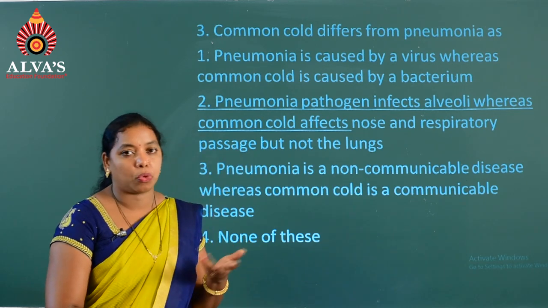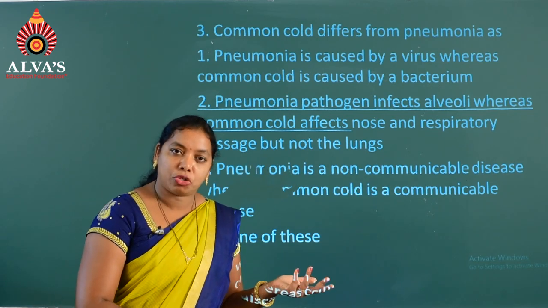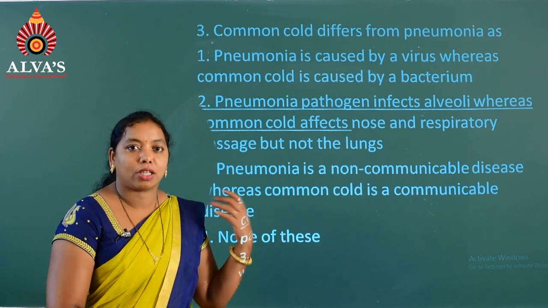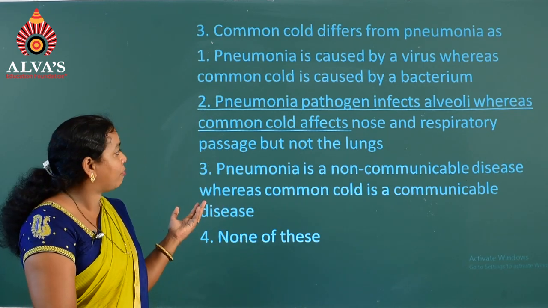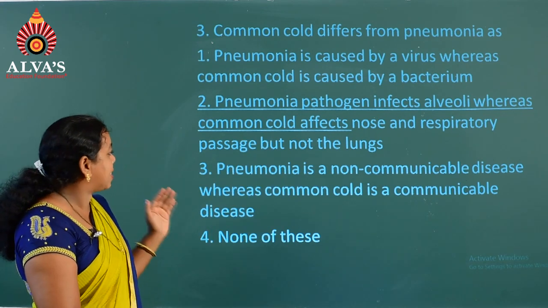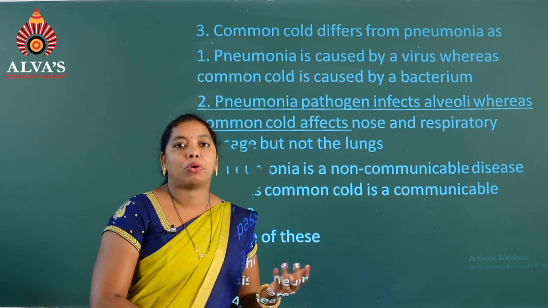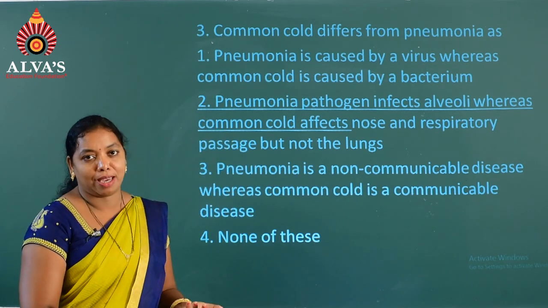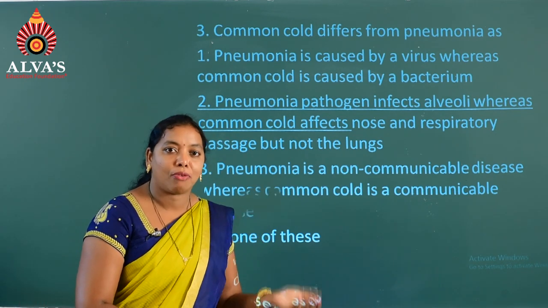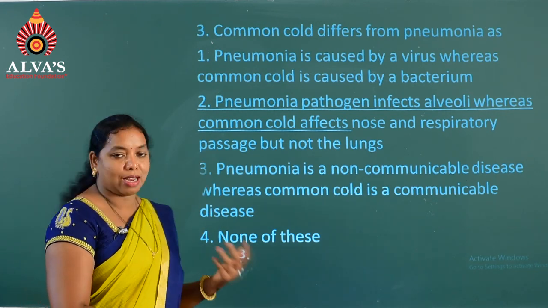It is wrong because the common cold is caused by a virus. And the second one, pneumonia is caused by a pathogen which infects the alveoli, that is the lower respiratory tract, whereas the common cold is a disease which infects the upper respiratory tract. So hence it is true. And the third one, pneumonia is a non-communicable disease, but it is wrong because pneumonia is a communicable disease. Through the sputum of the person, there is a chance of this disease spreading. And the fourth one, none of these.